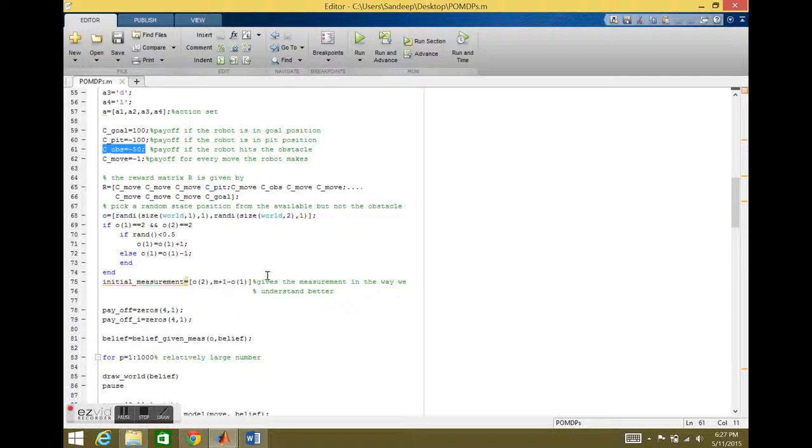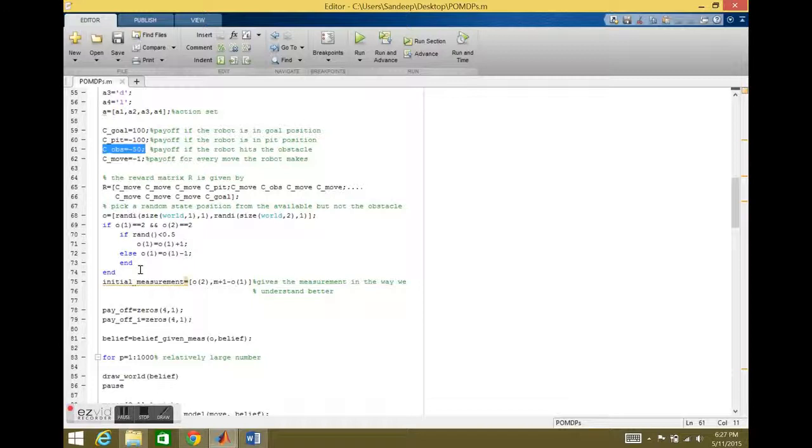I give plus 100 if it reaches the goal, minus 100 if it falls in the pit, minus 50 if it hits the obstacle, and a minus 1 for all the moves that it makes before reaching the goal position.